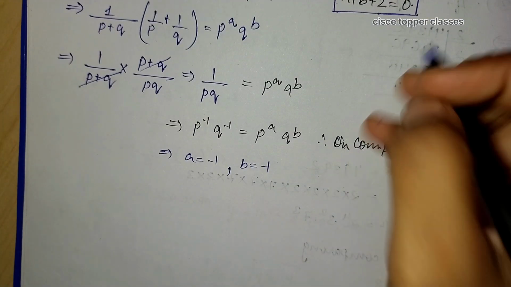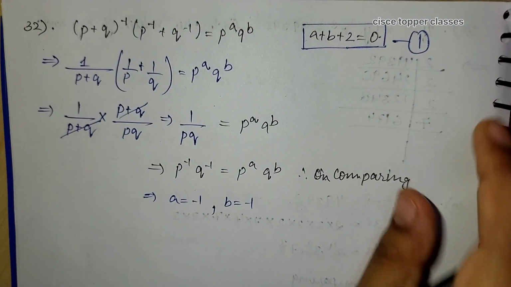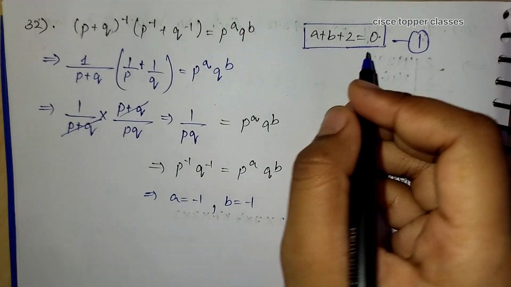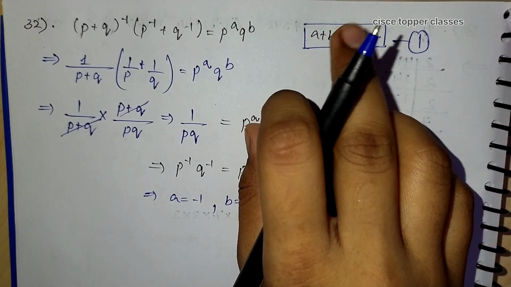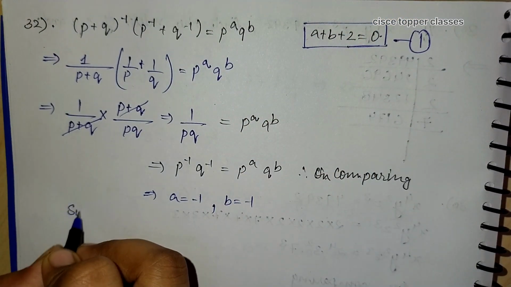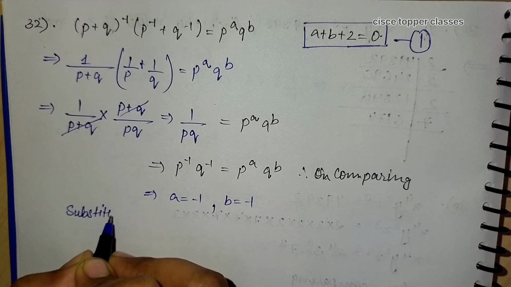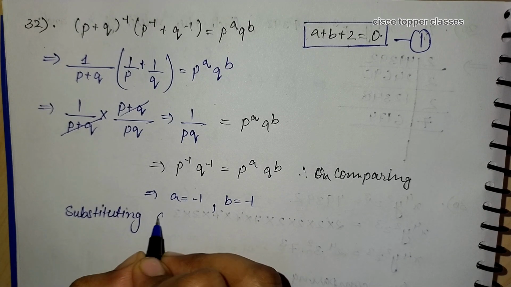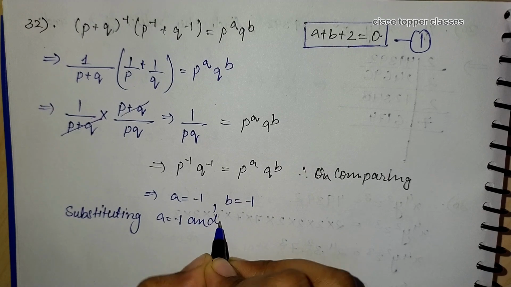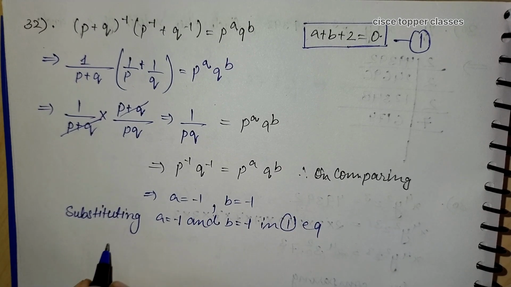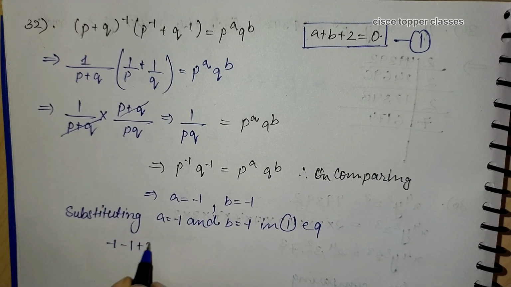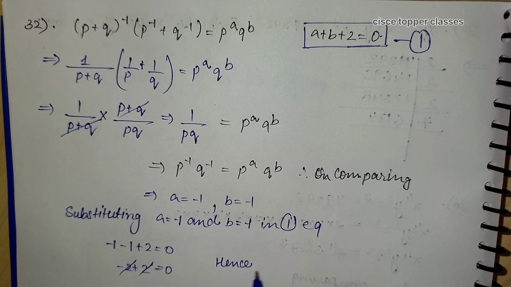On putting the value here, let it be the first equation. Now we'll put the values of a and b in this equation, substituting them to prove that a plus b plus 2 is equal to 0. So substituting a equal to -1 and b equal to -1 in the first equation, it will be -1 -1 plus 2 equal to 0. So -2 plus 2 will cancel out and here it will be 0. Hence proved.